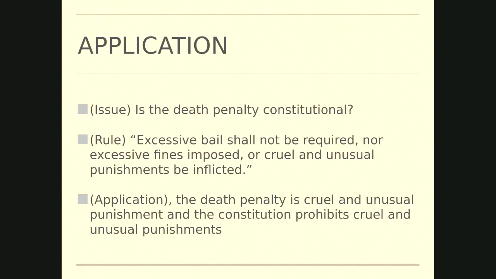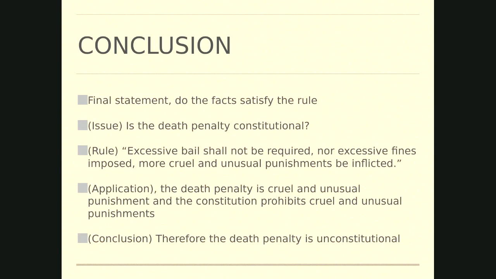This is the part where most people get lost, because issue, you're more or less copying down. I gave you rule, you're looking for a source, or you're just stating your opinion. Application can be a little bit more complicated, but all you're doing is saying, how do the rule and the issue interact? You're applying the issue and the rule to each other. And so in our case, if we determine that the death penalty was cruel and unusual, then we say the Constitution prohibits cruel and unusual punishment. Finally, you reach a conclusion. Just saying, do the facts satisfy the rule?